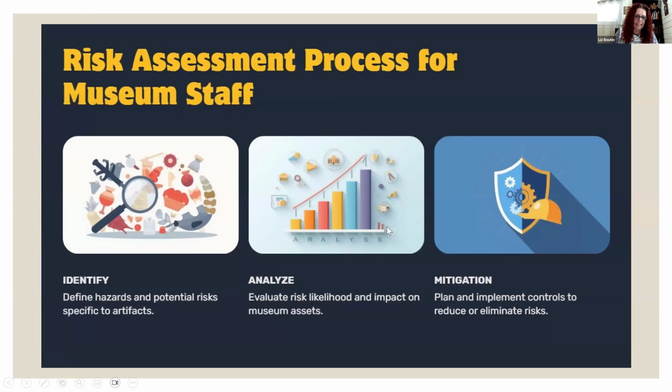So here's an example of a risk assessment process. The top three to keep in mind are: identify hazards and potential risks, then analyze and evaluate these risks, their likelihood and the impact on the museum. And then comes the mitigation and the planning of what you're going to do.